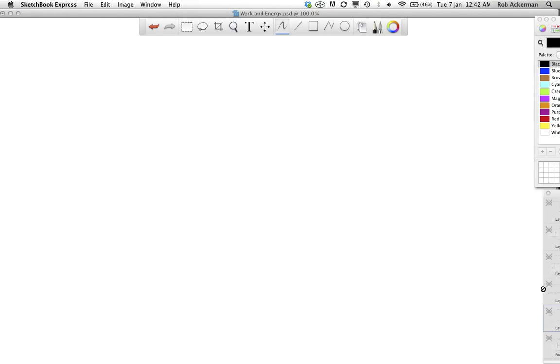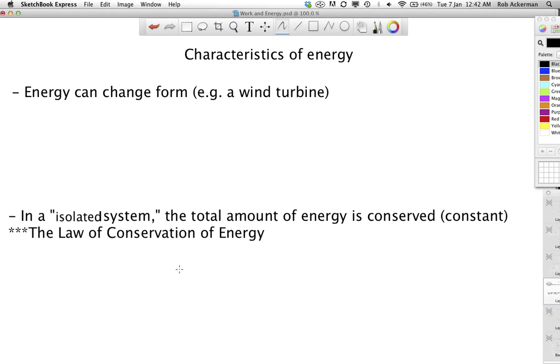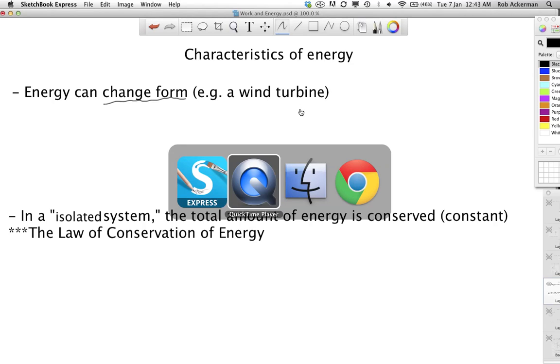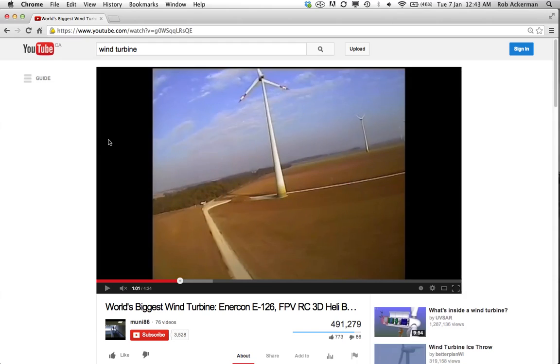Now we're going to go and look at some of the characteristics of energy. One of the main characteristics of energy, and one of the most important, is that energy can change form. What do I mean when I say energy can change form? Well, think about a wind turbine, and to help you to visualize this, I've got a YouTube video set up for you. This one I found is kind of neat. It looks like someone got into a helicopter and took a ride through a wind farm, and I've muted the sound.